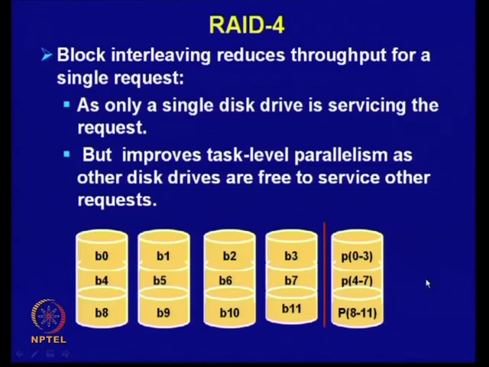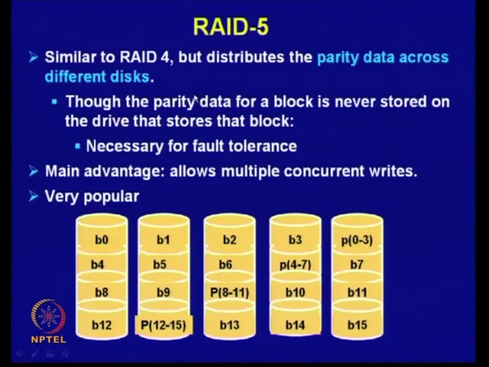This bottleneck can be overcome by using this RAID level 5, where the parity data is distributed across different disks. So, the parity data for a block is never stored on the disk drive that stores that block. So, what you are doing here, you are using, say for example, P0 to 3 is stored in disk 5, then P4 to 7 is stored in disk 4. P8 to 11 is stored in disk 3 and so on.